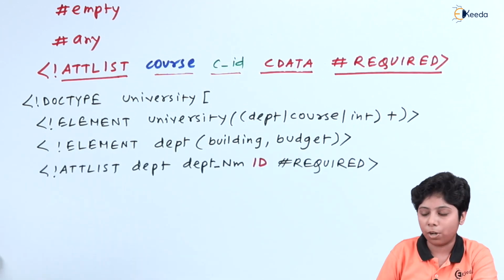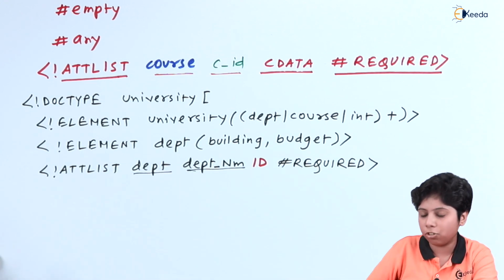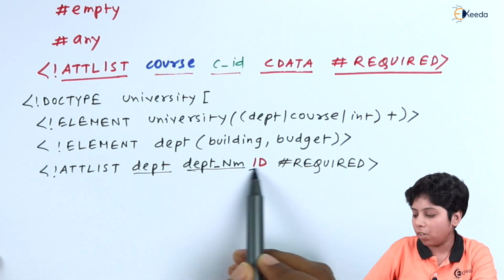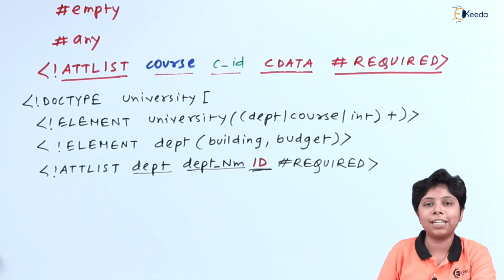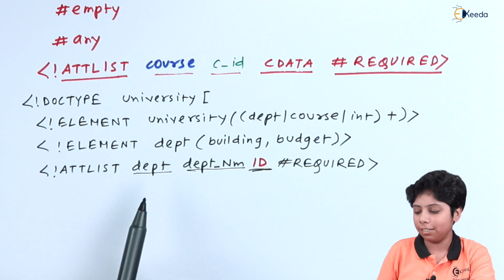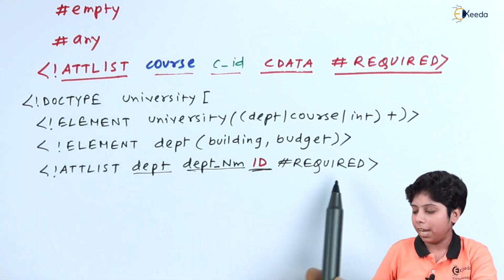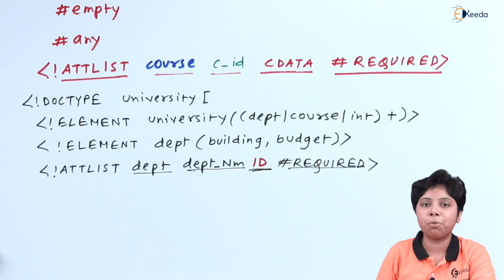Now let us look at this one. In the attribute list for department, that is the relation name, the attribute name department name is of the ID type. What do we mean by ID type? The ID type means that it is the ID of the relation department. That means it will hold a different value for each tuple inside the department relation. So in a way, we are providing the primary key constraint in the relation. And followed by #REQUIRED, obviously, that provides a not null value constraint as in SQL.